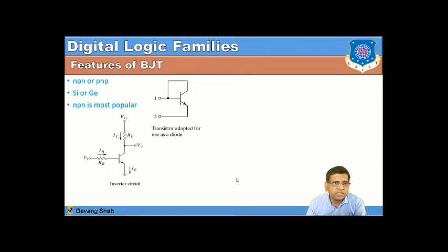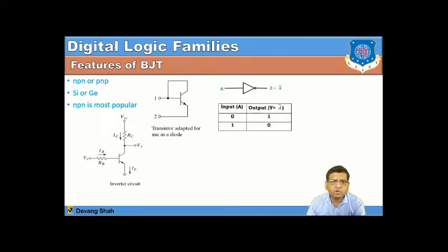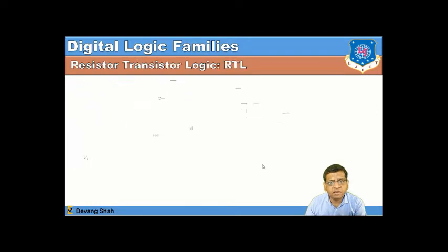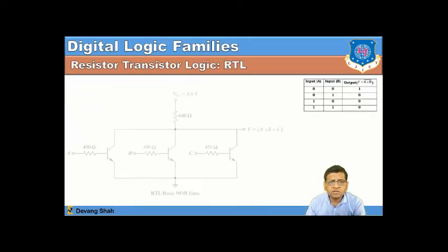This transistor can be NPN or PNP, and we all know it is made from the semiconductor material silicon and germanium, and the most popular is NPN. Based on that, you can realize this kind of NOT gate by making this kind of inverter circuit with the help of resistors and transistors. So this is one kind of family where you put resistors and transistors all together.